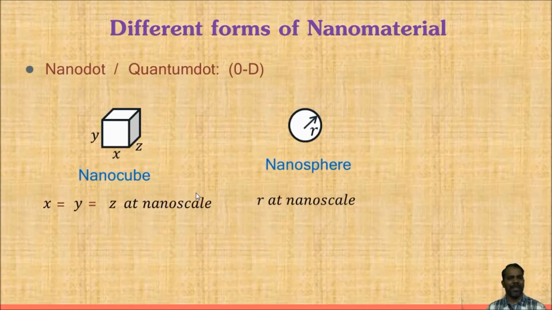Next is the zero-dimensional form, the nano dot or quantum dot. In this case, along the x-axis, y-axis and z-axis, all values are in the nanoscale. Suppose you take a sphere, its radius is a nanoscale value. So it does not have any macro scale value; all values are in the nanoscale. So this is called zero dimensions.